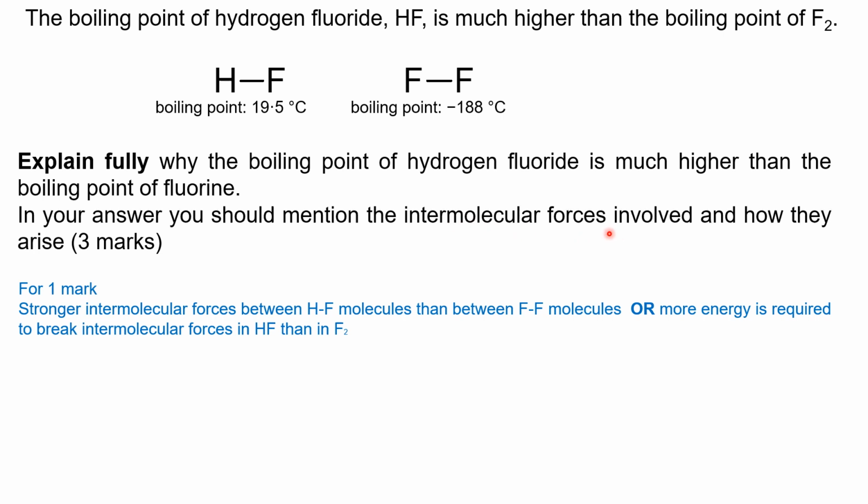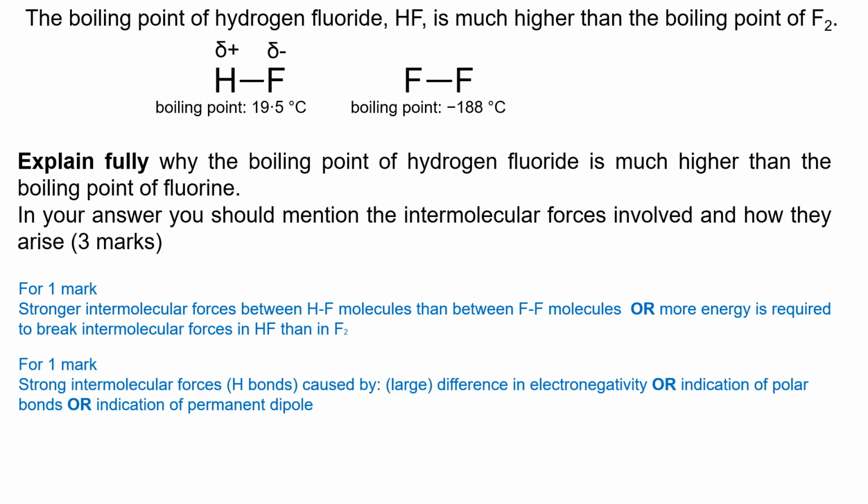Looking at the intermolecular forces involved, we can see that hydrogen is joined to fluorine, so that means the molecules can form hydrogen bonds with each other. And to say how they arise, like how hydrogen bonds are formed, you need to mention that the more electronegative fluorine will cause a permanent dipole to be formed. You can draw the electronegativities of the charges on, and that will get you the 2nd mark.